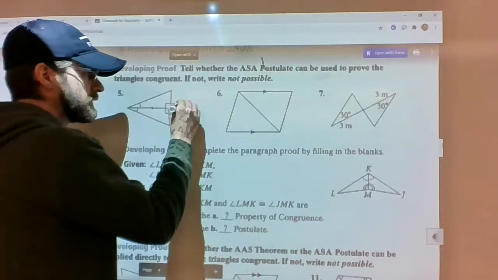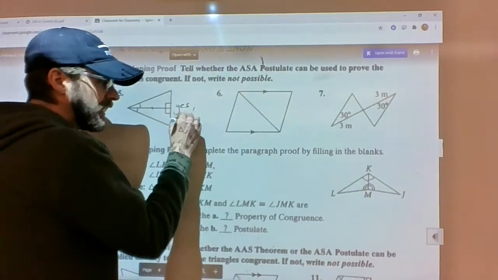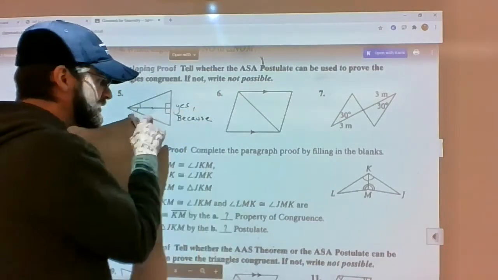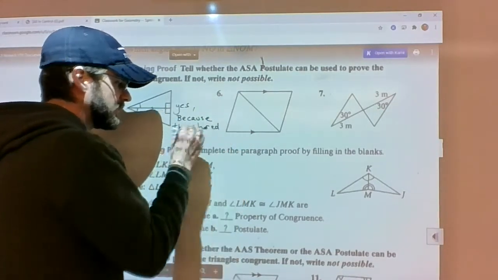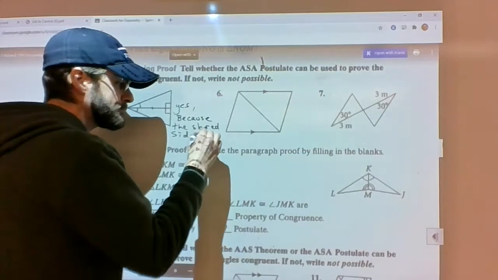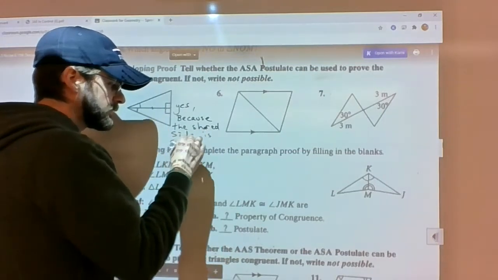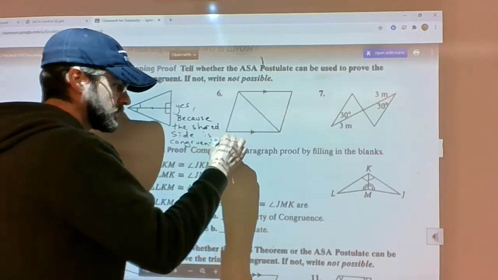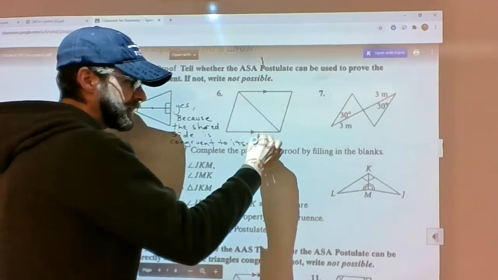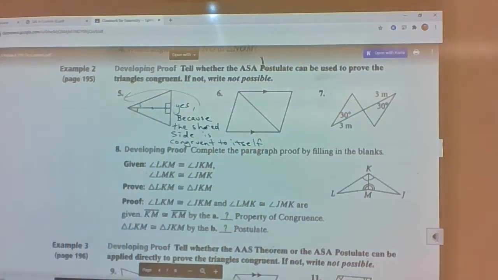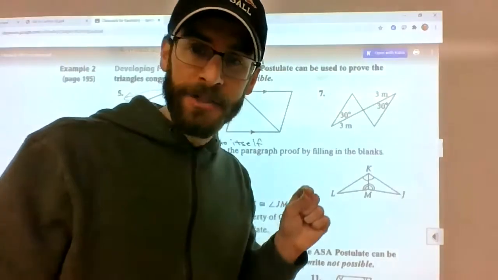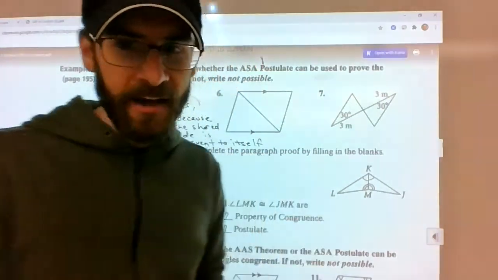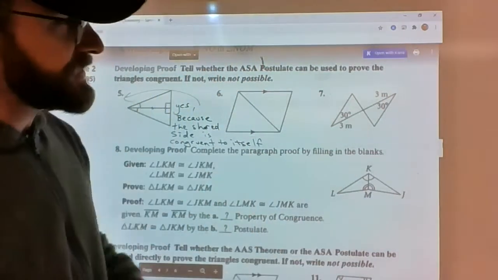Yes, because the shared side is congruent to itself. All right, that's our answer for number 5. All right, number 6. You know what? I'm going to skip 6 and come back to it at the end because I think it's the trickiest one we have. All right, look at number 7.